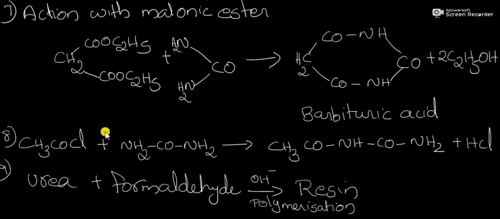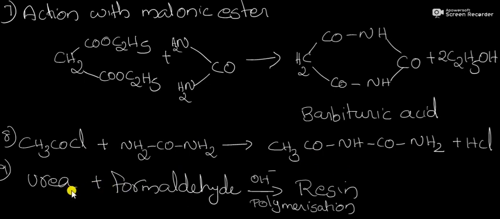Another reaction is the reaction with acid chloride. Acid chloride reacts with urea to form its acyl derivatives called ureides. CH3CONHCONH2, by the elimination of HCl, that is its acyl derivative.